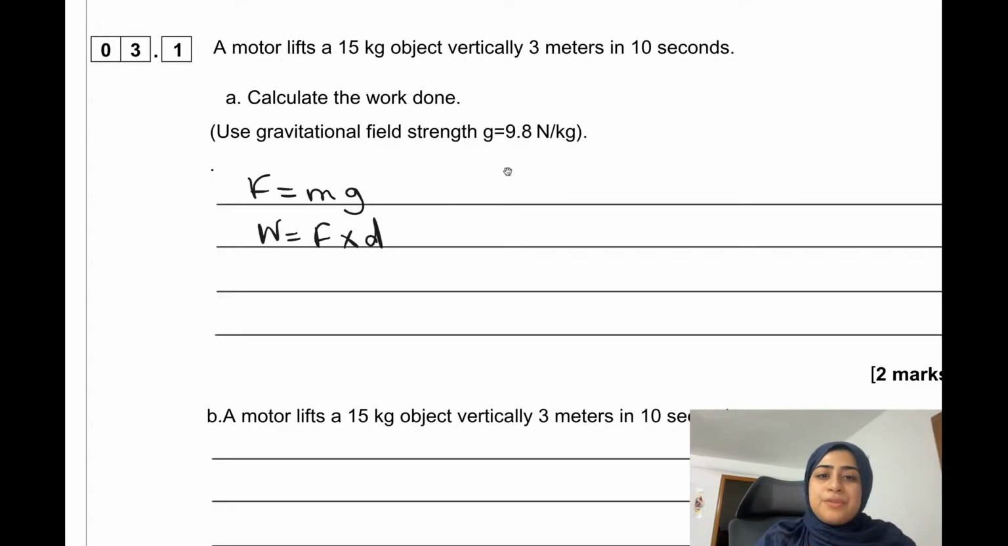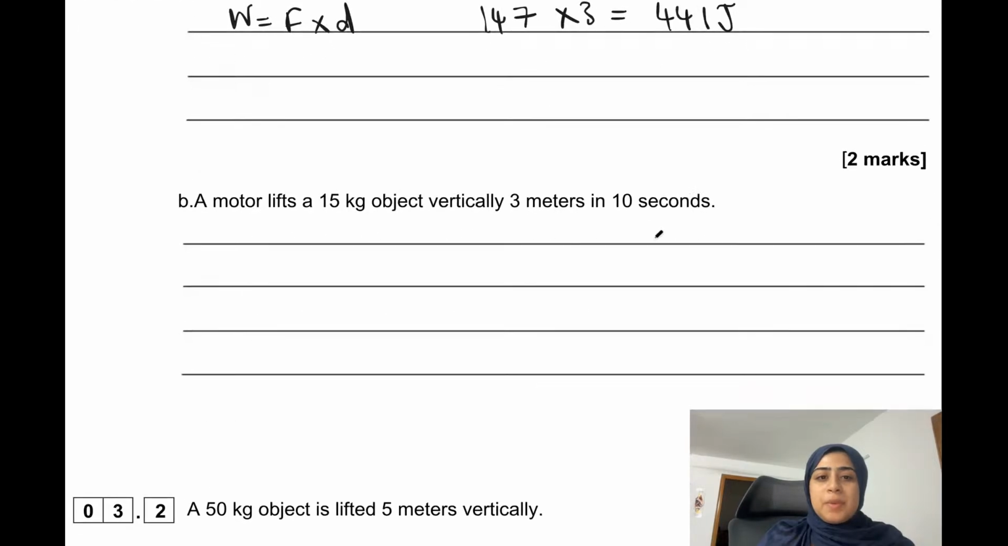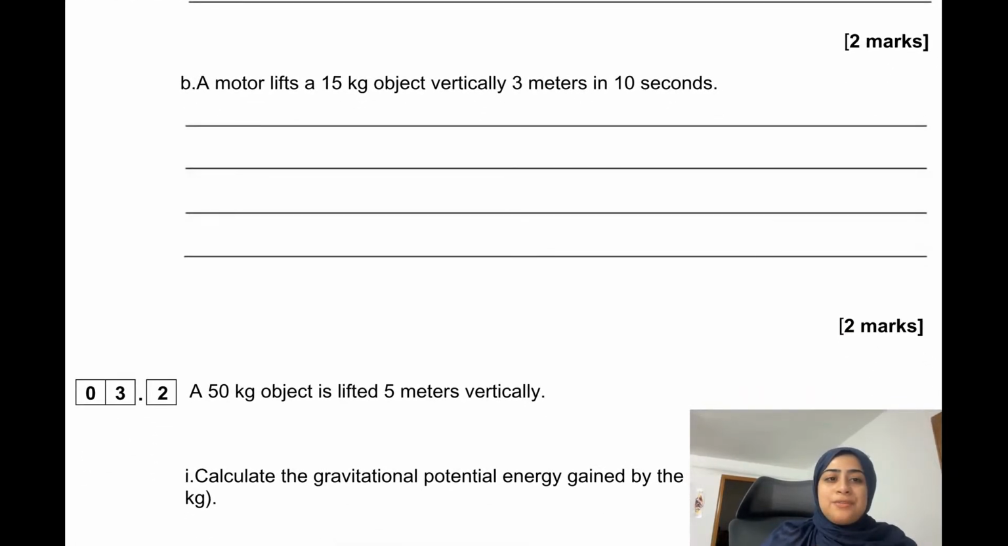So 15 times 9.8 is 147, and then 147 times 3. That's 441 joules. Okay, that's for part A. And then it says a motor lifts a 15 kg object vertically 3 meters in 10 seconds.